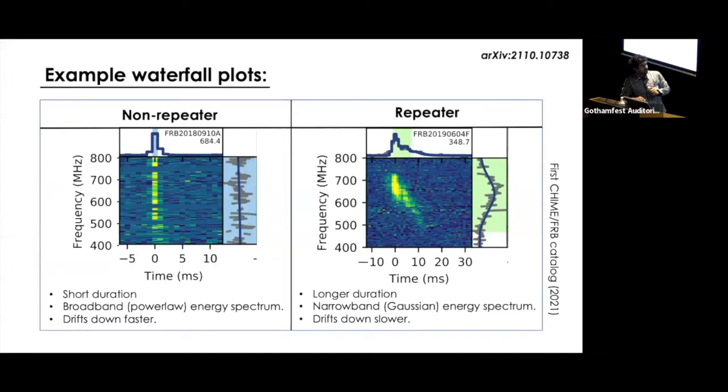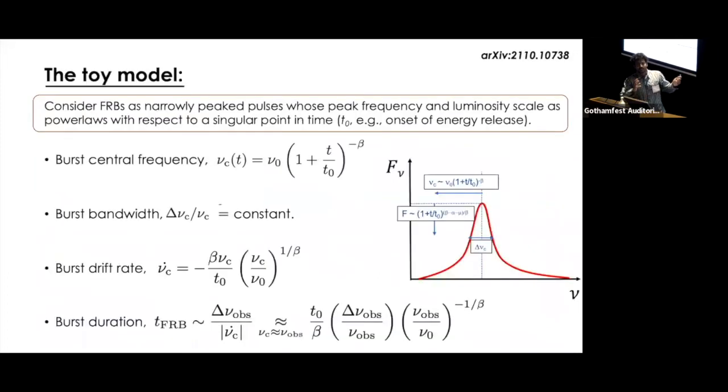So we have come up with a very simplistic phenomenological toy model to explain this particular dichotomy that's seen between repeaters and non-repeaters. We consider FRBs as narrowly peaked pulses whose peak frequency drift and luminosity scale as power laws with respect to a singular point in time. This initial time can be, say, when the initial flare happens, for example. And we define the central frequency, nu c, going as some t to the power law index beta.